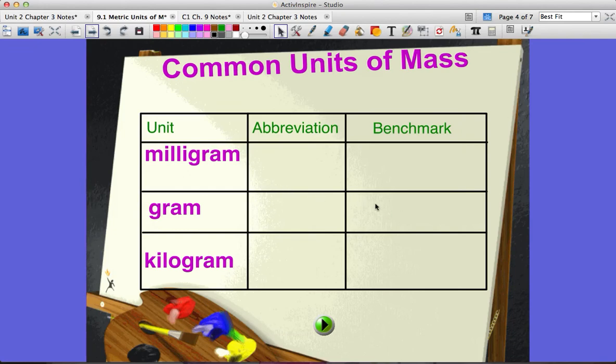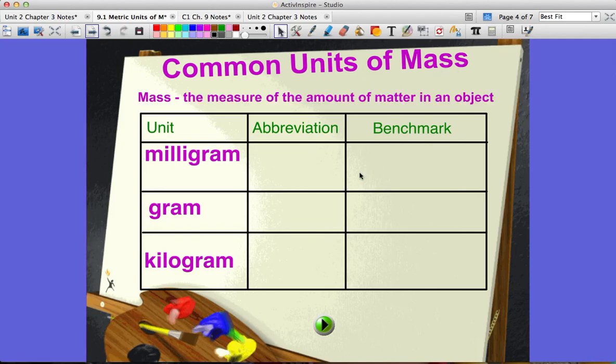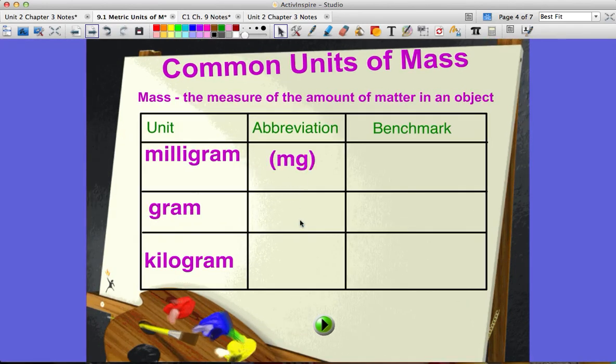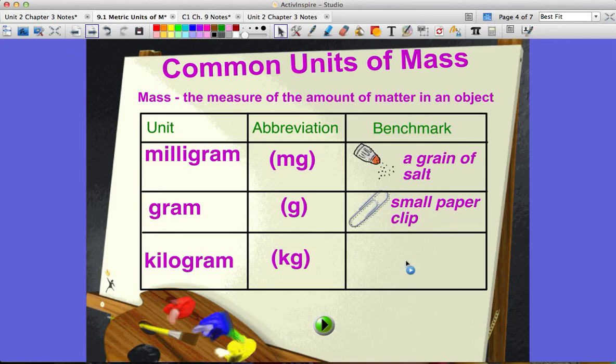Just like in the customary system, we have different units of measurement, and in this case, instead of weight, we have mass. Mass is the measure of the amount of matter in an object. The base unit for mass is gram. Again, we have milligram, gram, kilogram. The benchmark for each: a milligram is about a grain of salt. A gram is the mass of a paperclip. And a kilogram is about your textbook. Again, if you need to, pause to make sure you have all this written down.